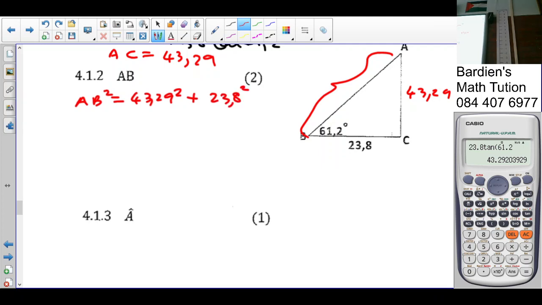The reason here would have been Pythagoras with the angle C being 90. But since this is not Euclidean geometry, I don't need to give a reason. But if you write the angle C is 90 for Pythagoras, that's better for you. So we say the answer squared plus 23.8 squared. The square root thereof gives us 49,4. You all okay with that? AB is 49,4.